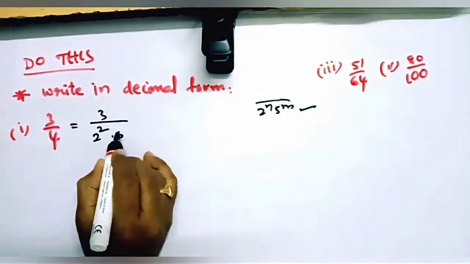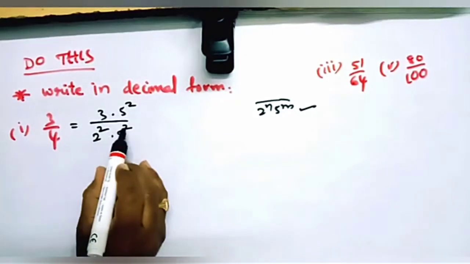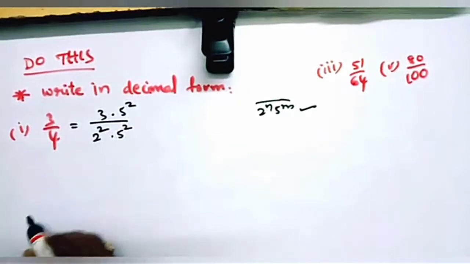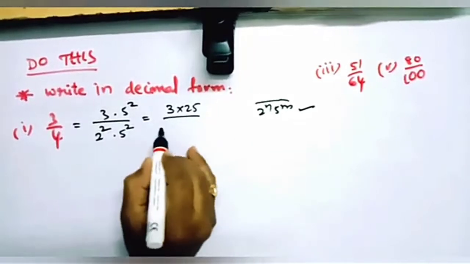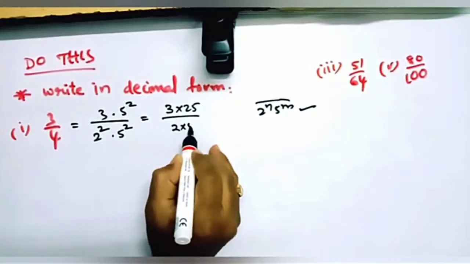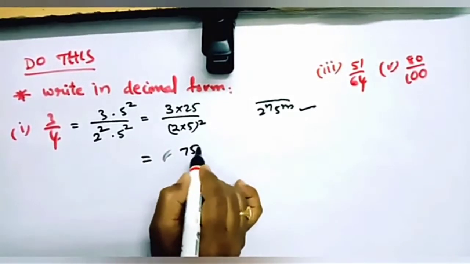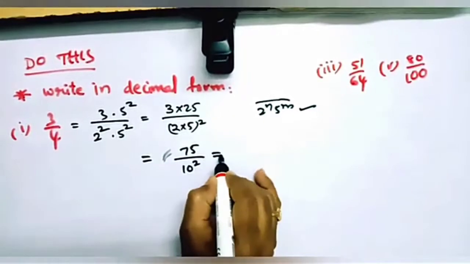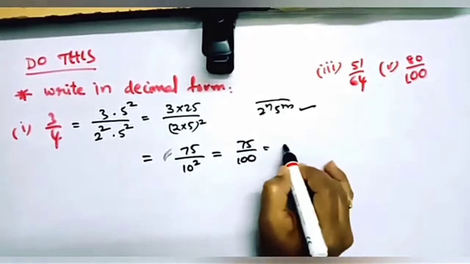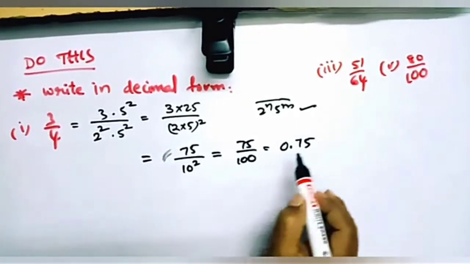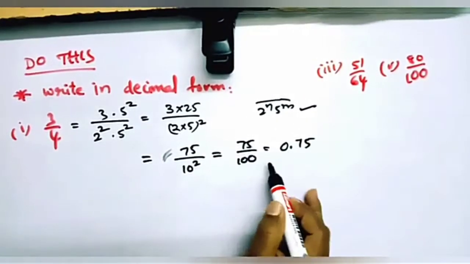Now here you should take 5 square also. Why? Because with the square there, you should write the same square with the 5 power, that is 3 into 25, 5 square means 25, by 2 into 5 whole square, using the exponents law. So 3 fives are 75 by 2 times 5 is 10 square, that is equal to 75 by 100. 75 by 100 is a decimal fraction, so you will get the answer 0.75. Write the number as it is and keep the decimal point after 2 decimal places, that is 0.75.